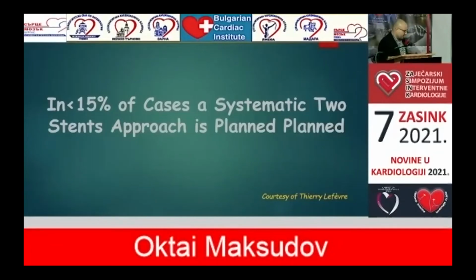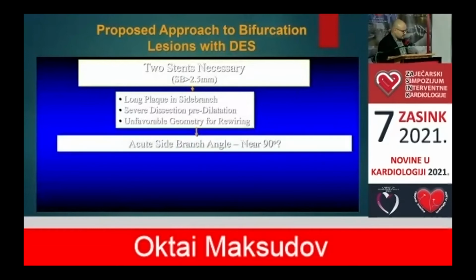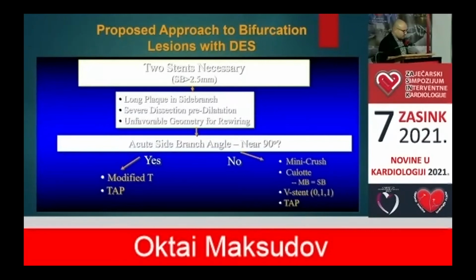So when to do a 2-stent strategy? Of course, when the side branch is bigger than 2.5 millimeters, when there is a long plaque in the side branch, when there is a severe dissection due to predilatation, and of course the geometry for rewiring of the side branch. If there is a side branch angle near 90 degrees, you should do a T-stent strategy or its step or some modifications of T-stenting. And if it's not, you should go for some of these strategies: mini crush, culotte, V-stent.